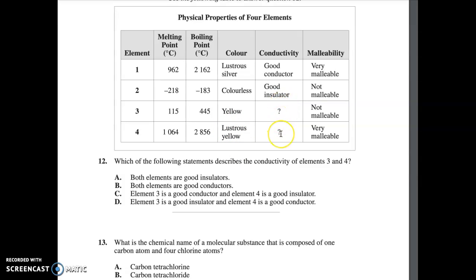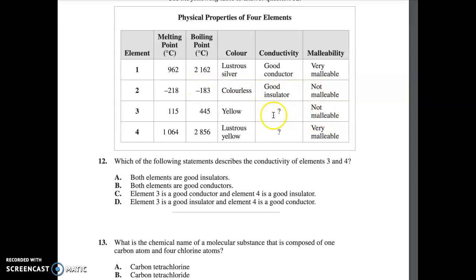We don't know if they conduct electricity or not. This one says not malleable. This one says very malleable. So I think the reason they put number 1 and 2 on the chart is for us to match up that things that are malleable are good conductors, they're shiny, okay, and things that are not malleable are insulators.